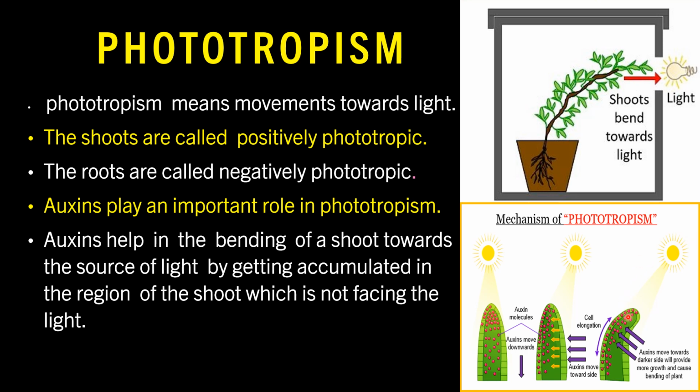Here you can see, yes, auxins are accumulated which is not facing the sun, right? Yes, then that region will elongate, the cells will elongate in that region, then bending of shoot will occur. In this way, auxins play an important role in phototropism. It will help to bend the shoot towards the light or towards the sun. Here you can see that.